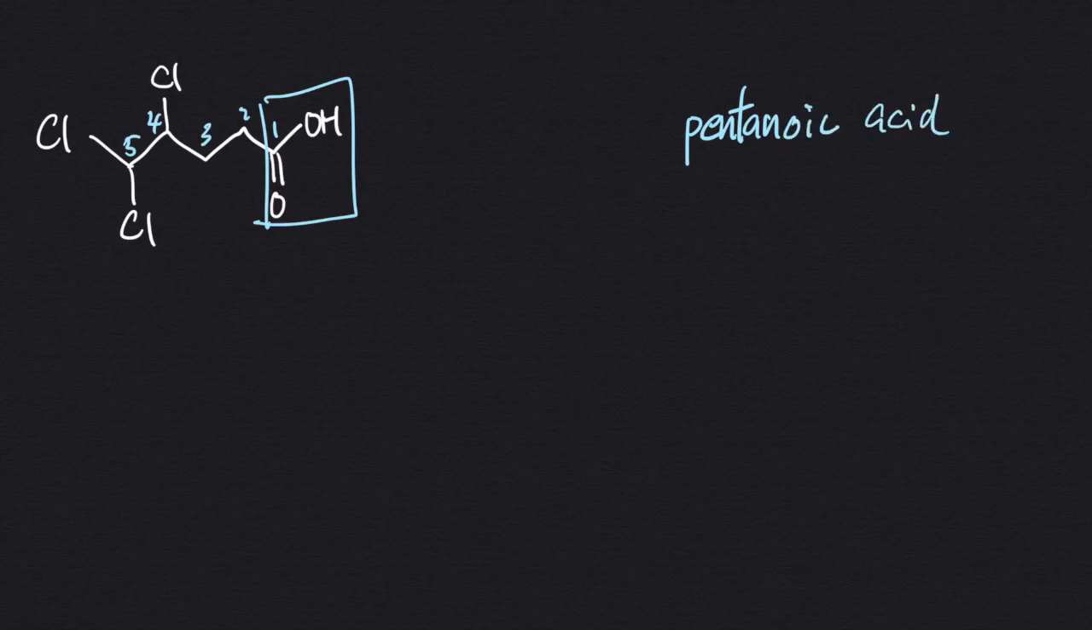And afterwards, we need to name the substituents. Since we have 3 substituents that are the same, the chloro substituents at the 3, 4 and 5 positions, we have a chloro substituent, and since we have 3, we need to indicate trichloro.